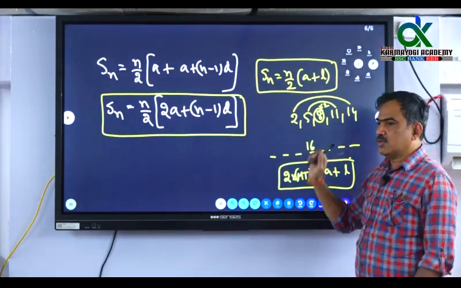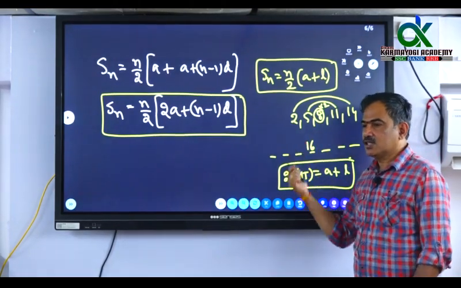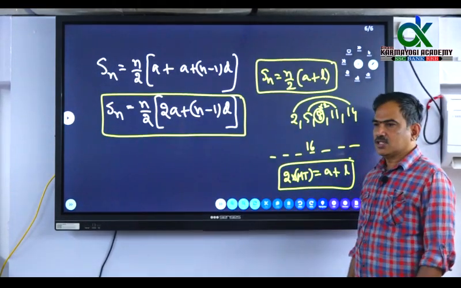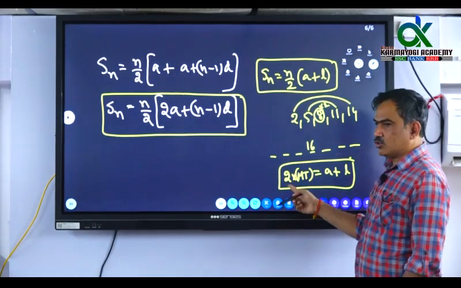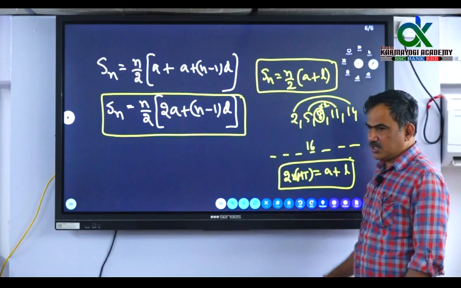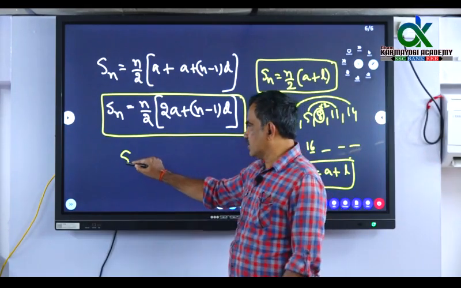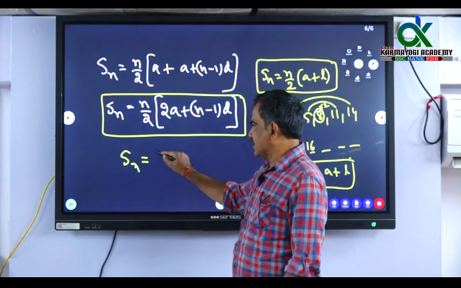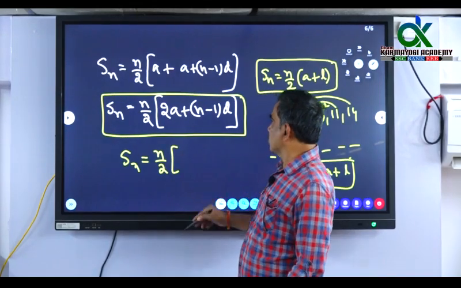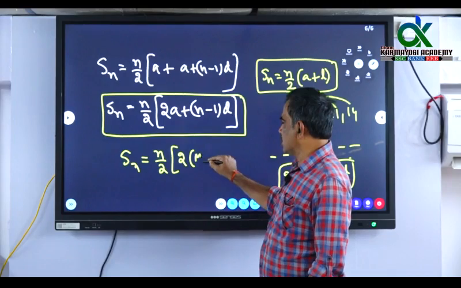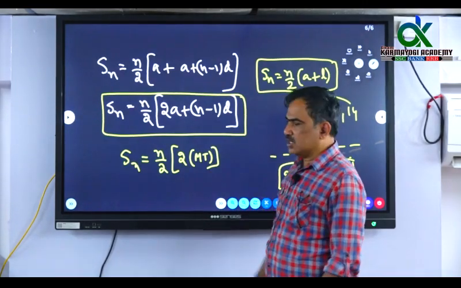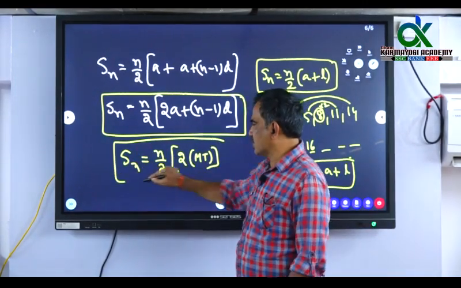Middle term ni 2 తో మల్టిప్లై చేస్తే ఏమొస్తుంది అంటే ఫస్ట్ టర్మ్ ప్లస్ లాస్ట్ టర్మ్ వచ్చేస్తుంది. సో దేర్ ఫోర్ ఇన్ ది ప్లేస్ ఆఫ్ ఏ ప్లస్ ఎల్ ఏం రాసుకోవచ్చు ఇప్పుడు మనం 2 times middle term. So there is one more formula for this, that is nothing but Sn is equal to n by 2 into, in the place of a plus l I want to write 2 times middle term. This is one more formula for a sum of n terms.